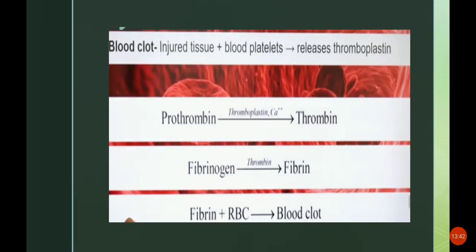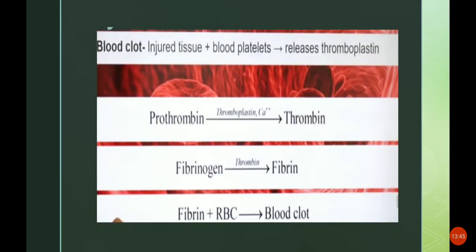So let's have a recap. How does the blood clot? Whenever we get injured and the bleeding starts, what happens there? The blood clots because of platelets, as we have already known. The blood platelets release thromboplastin.